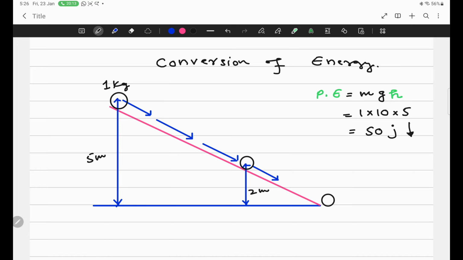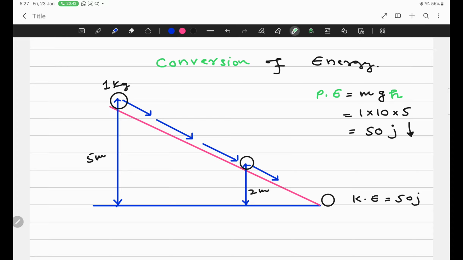If potential energy becomes zero, then potential energy must have converted into kinetic energy. Yes, sir. When the ball is sliding down, its speed is increasing, and when it reaches the bottom, obviously its speed will be maximum and its kinetic energy will be equal to 50 joule. Its kinetic energy will be 50 joule.